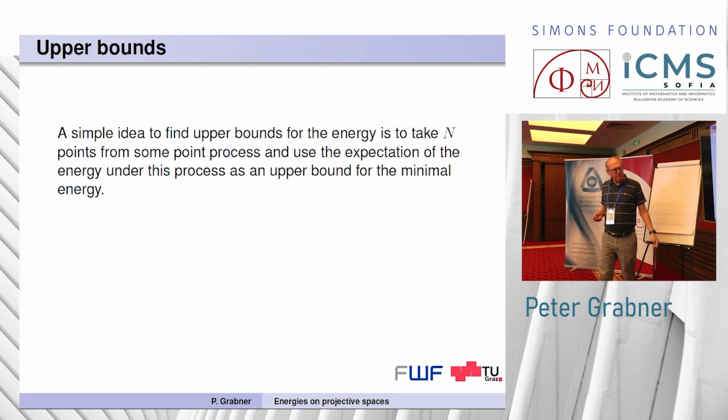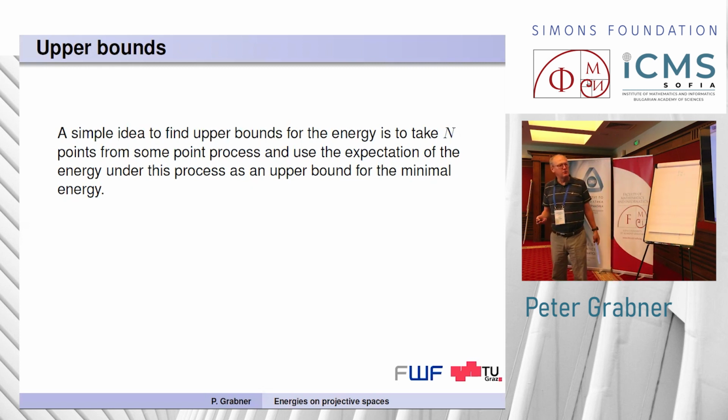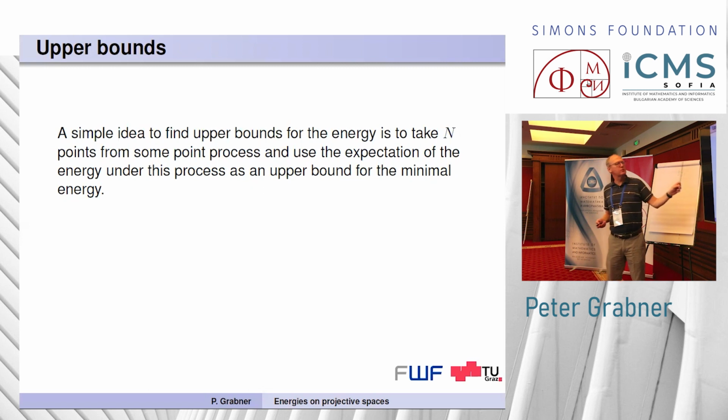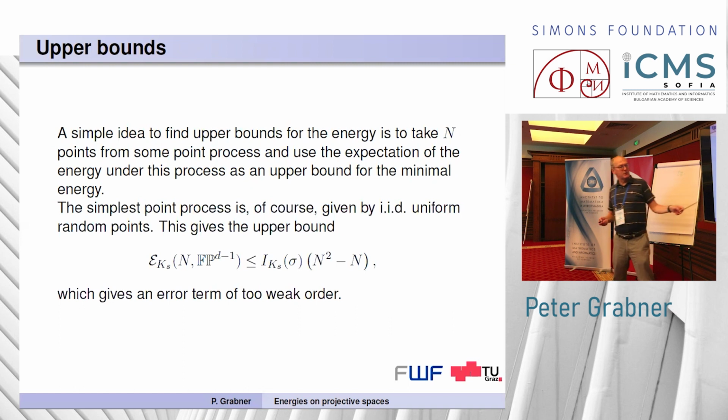Okay, for the upper bound, one simple idea that is very present also in this context would be to integrate over all possible point configurations, and the first and simplest point process one could take for that would be to take IID points, which more or less immediately gives you this upper bound. So this n squared minus n is just the number of terms in the sum, but you see the order of the error term is the wrong order.